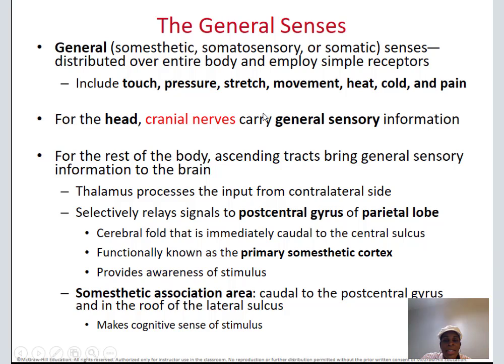Let's talk about the general senses now. What are they? Touch, pressure, stretch, heat, cold, pain. Now, for the head, that information is taken by the cranial nerves, the 12 cranial nerves. But for the rest of the body, that sensory information will come through a receptor, going to the spinal cord, going to the ascending tract, remember, to the brainstem, and then if we feel it, we know it, it will go through the post-central gyrus, remember the back part of it. So that's going to be what? The primary somatosensory cortex.